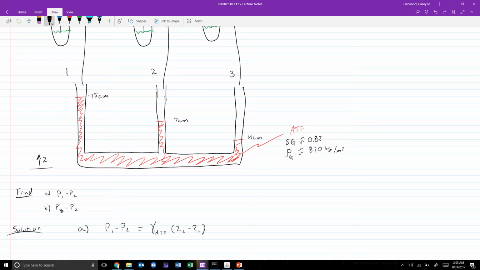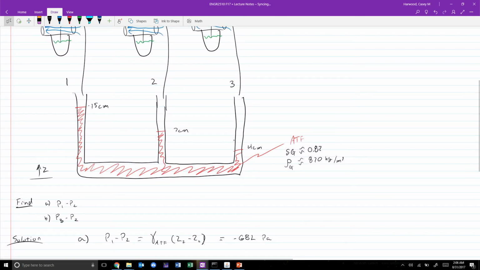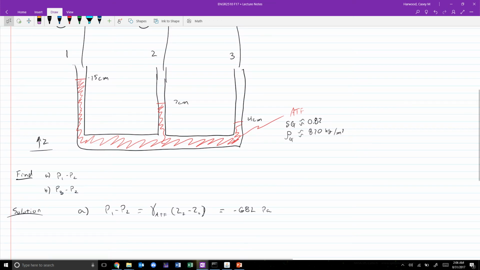So if we actually plug in 870 kilograms per meter cubed, and our 15 centimeters and our 7 centimeters, what we're going to get is negative 682 pascals. That is, there's a larger vacuum on 1 than there is on 2. That usually means that there's more air flowing into cylinder 1, and so it's going to be trying to run faster than the other cylinders.